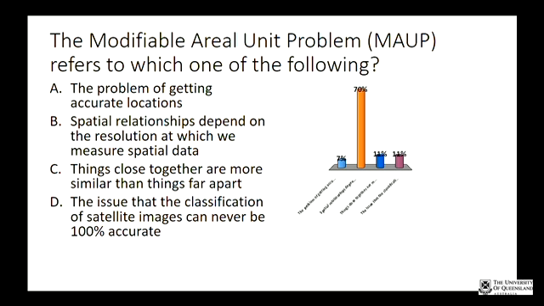So this is the idea that the scale, the resolution at which you measure things, determines the relationships between things. Remember I gave you the example of wheat yields and potato yields, where the relationships in the UK are quite different depending on whether you measure them at county levels or broader or finer resolutions. The others are: this one is just a positional accuracy issue, this is Tobler's first law of geography, and this is an attribute error issue. Okay, make sense?